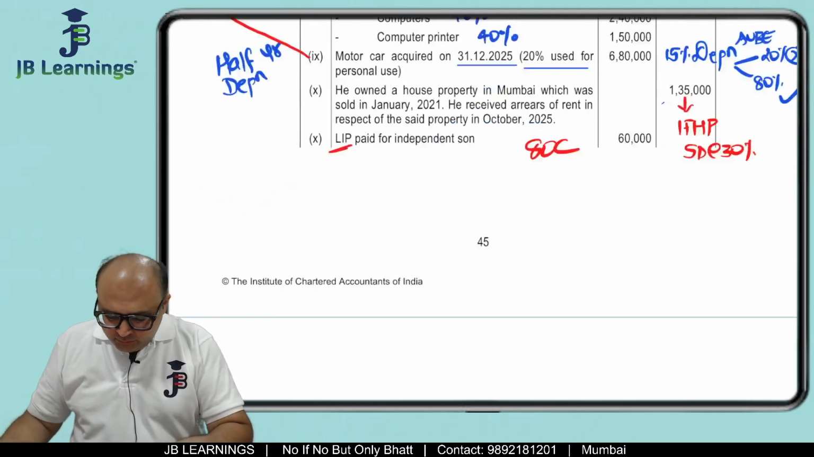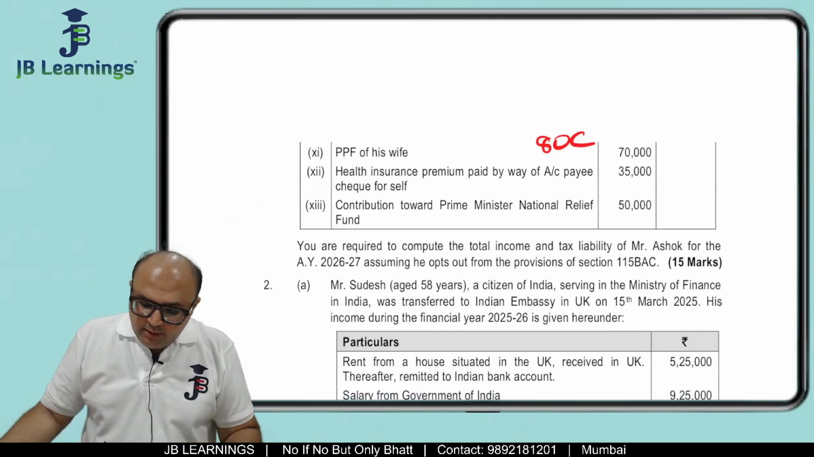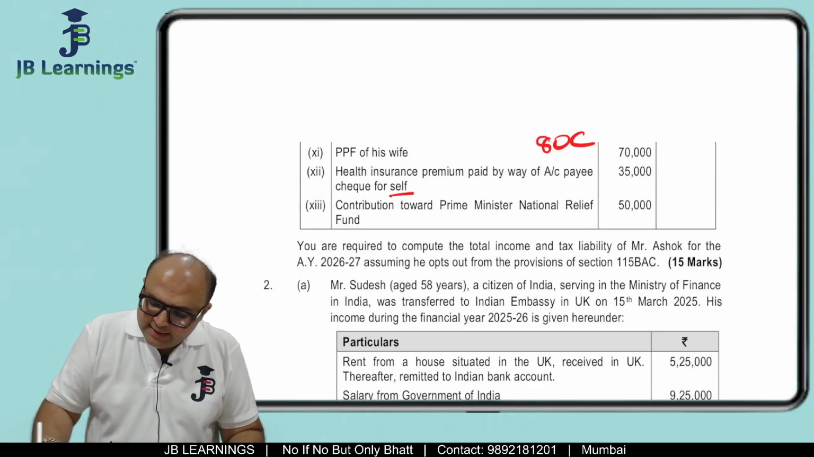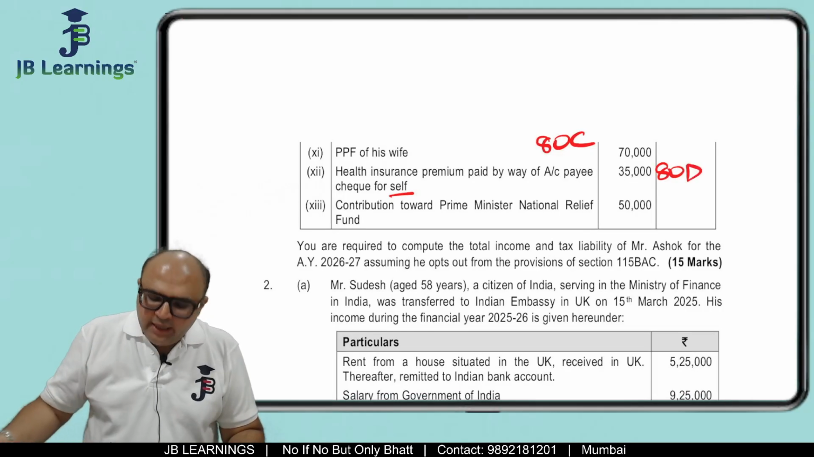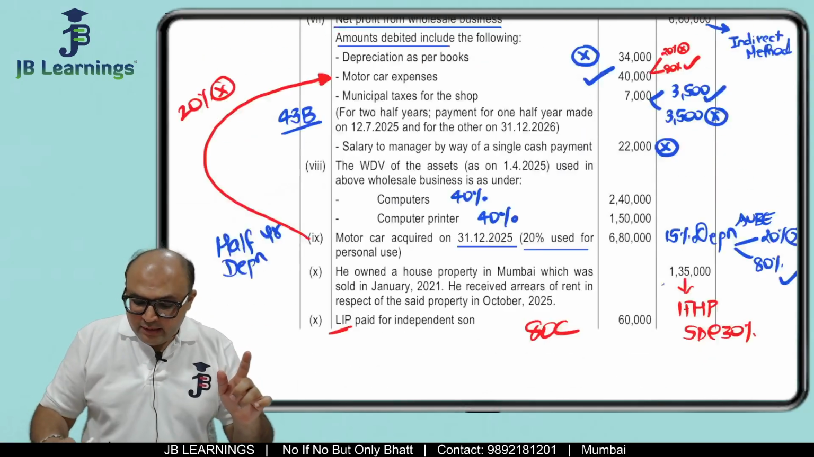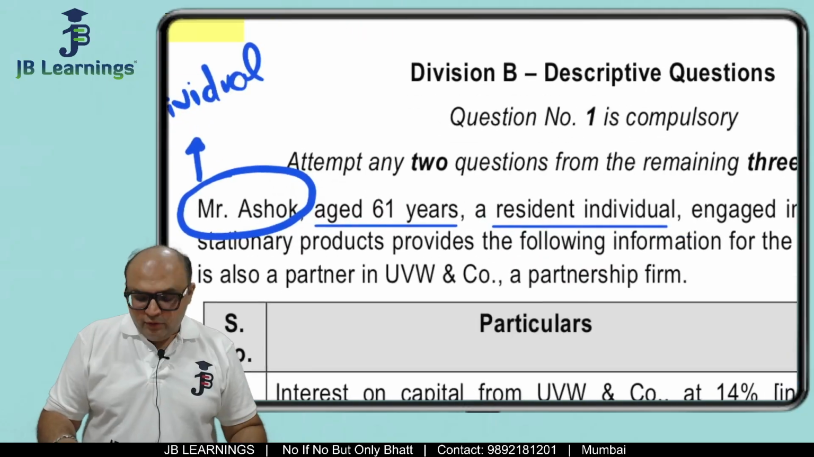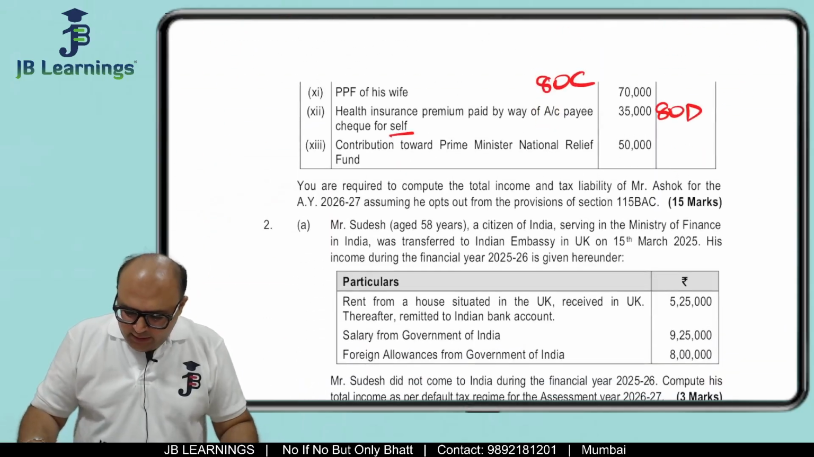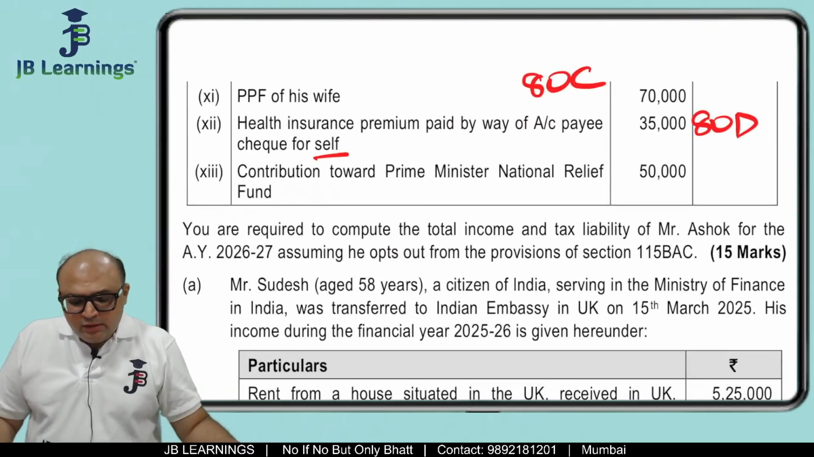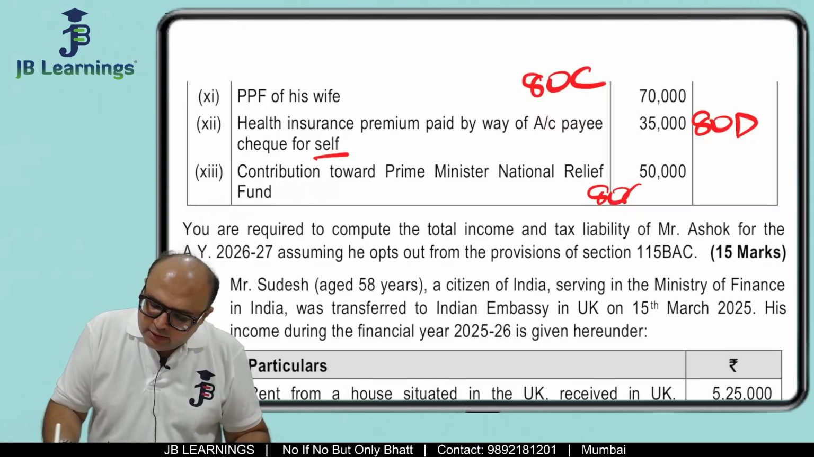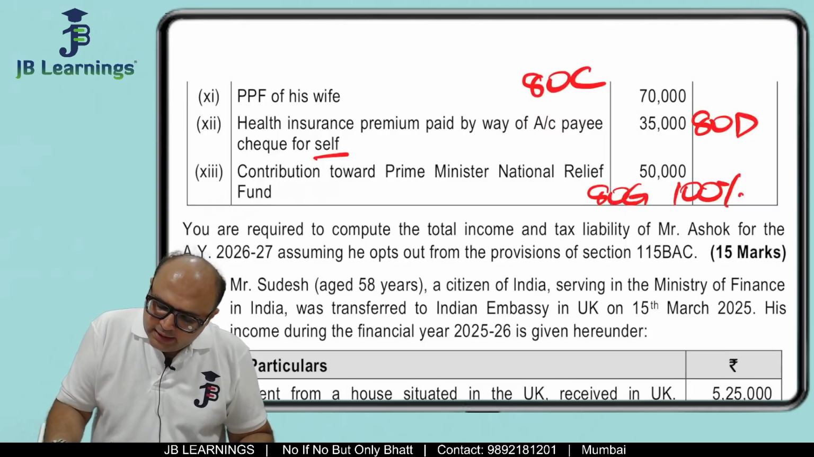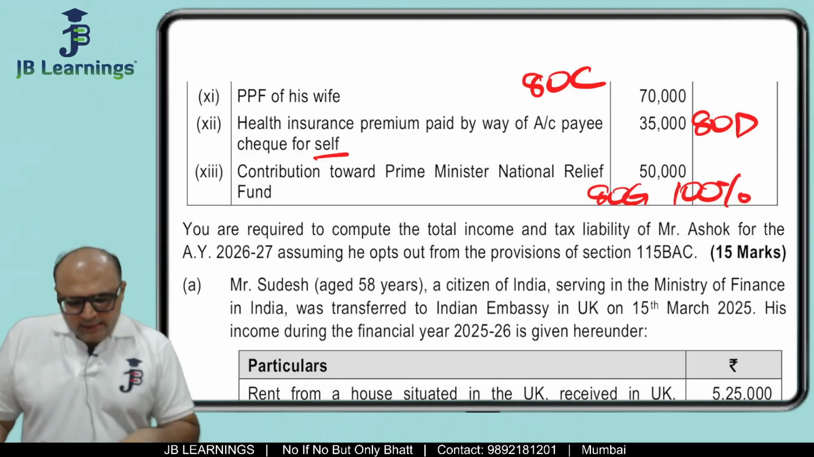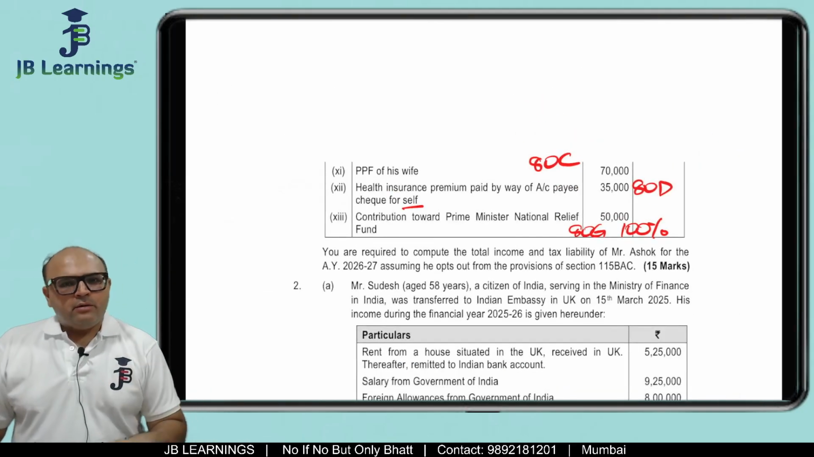Sorry. Then health insurance premium paid by account payee cheque for self. So this is 80D, but the person, if you remember, is a senior citizen. So for a senior citizen, the deduction is maximum 50,000. Then contribution towards Prime Minister's National Relief Fund. So this is 100% deduction under 80G. Correct. So this is your entire analysis.